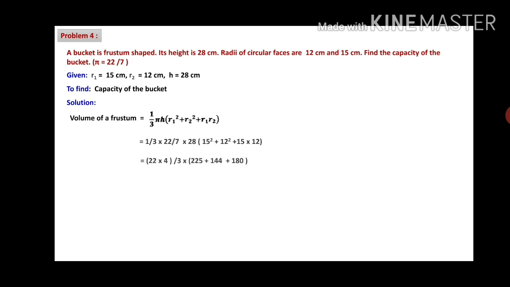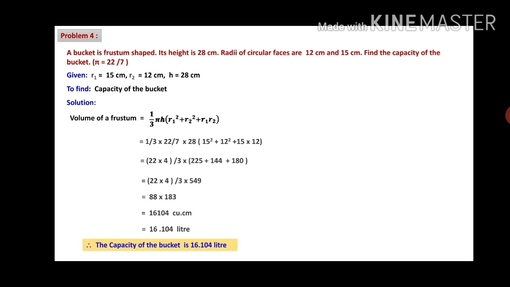So after simplification, you are getting 22 into 4 upon 3 into bracket 225 plus 144 plus 180. So 22 into 4 upon 3 into 549. Therefore 88 into 183. So that will be 16,104 cubic centimeter. That is 16.104 liter after dividing by 1000. So the capacity of the bucket is 16.104 liter.